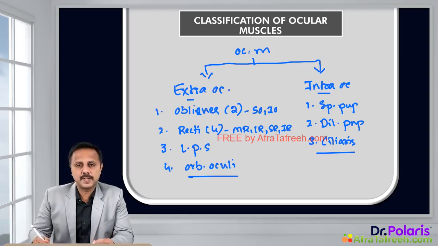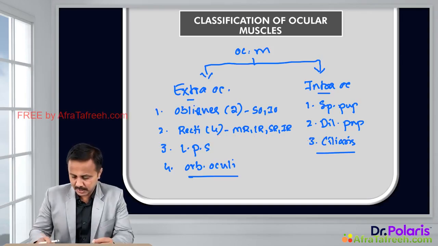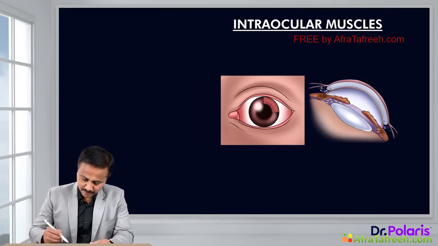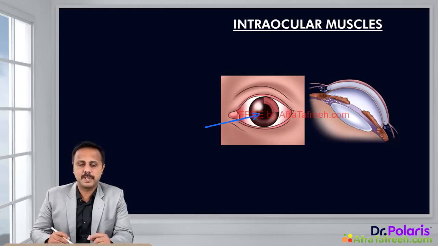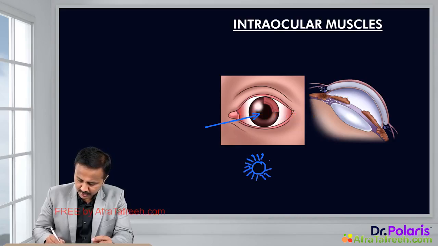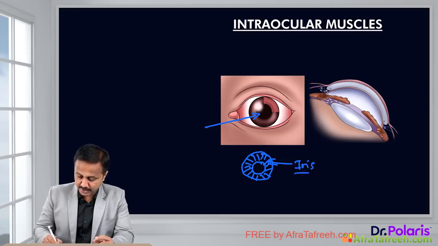Once we have learnt about the classification of the intraocular muscles, let's focus on each of them. Let's begin with identifying these intraocular muscles. If you see the eyeball, this is the central aperture, the pupil. Now let's try to draw this again. So we have the pupil. Surrounding the pupil, we have the circular iris. Right? Now this iris is made up of two muscles, sphincter pupillae and dilator pupillae.